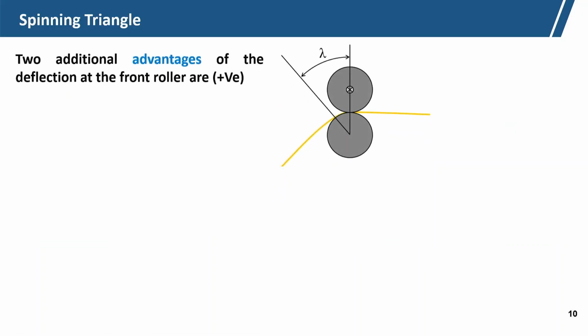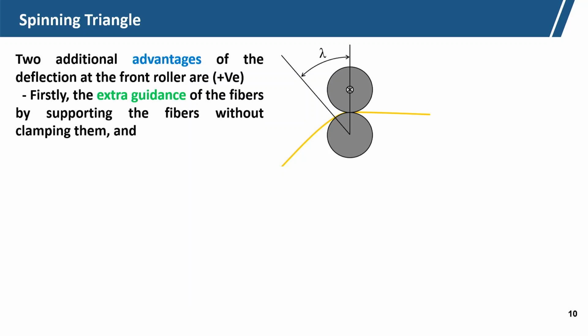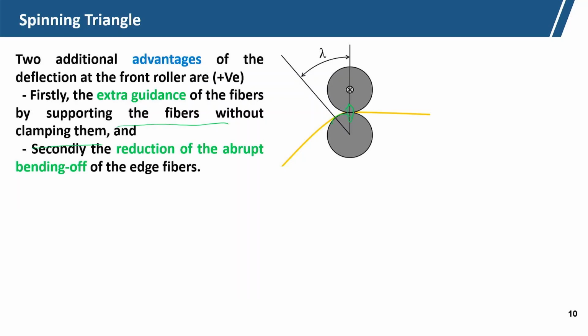Now, two additional advantages of the deflection at the front roller are: firstly, we will get extra guidance. So, the fibers are not directly floating in the air. There will be extra guidance of the fibers by supporting the fibers without clamping them. It has not been clamped, but extra guidance will be there due to the surface contact of the bottom front roller. Secondly, there will be a reduction of abrupt bending of the edge fibers.